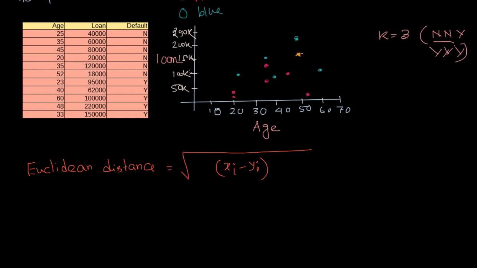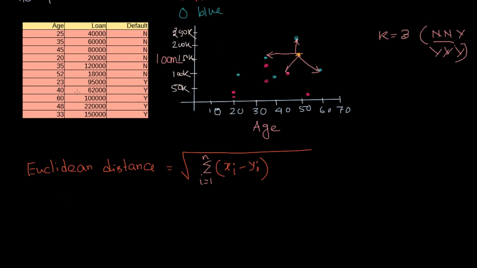If I draw a line over here, for each and every point from this yellow point I'm going to compute this distance, and I have to sum them all. For each feature I take the difference between the value of the point x and the same feature of the point I want to calculate the distance to. Then i equals 1 to n for all the different features. So this is the Euclidean distance.